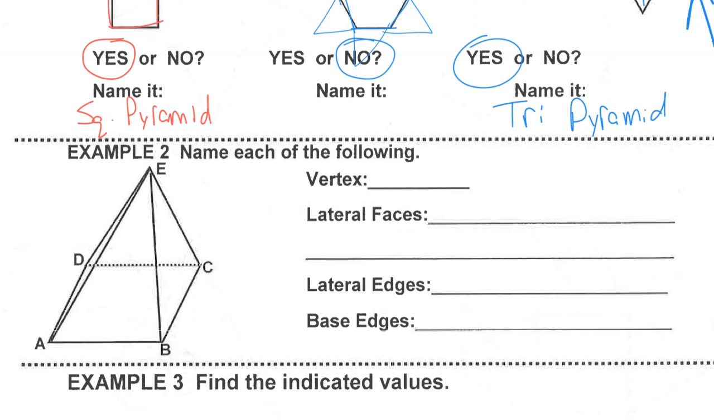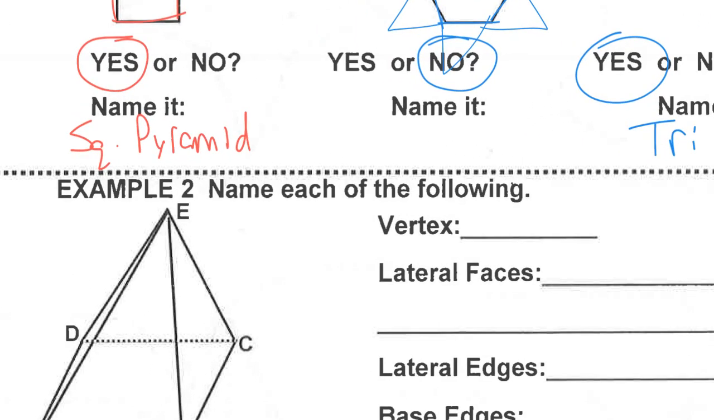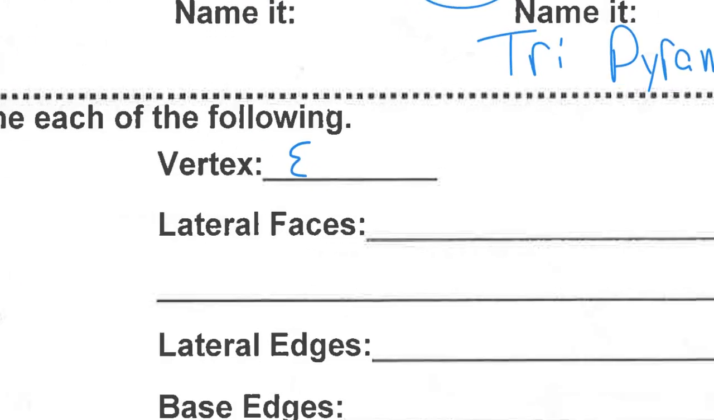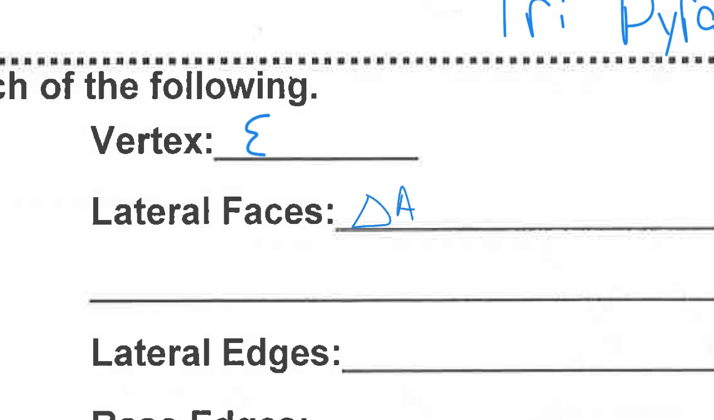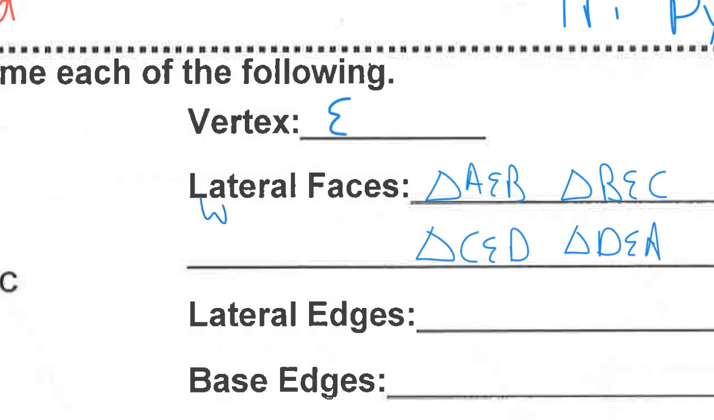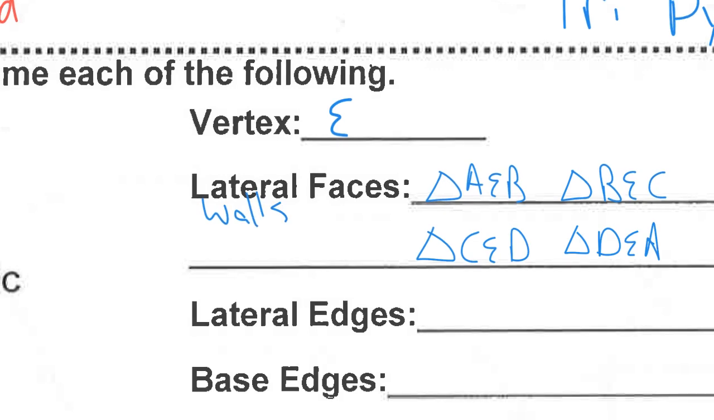The first thing it wants us to identify is the vertex. Well, that's the very tip of the pyramid, so it's point E. There are 4 lateral faces because its base has 4 sides. I'm just going to write them in real quick. We'd have triangle AEB. Remember, those letters don't have to be in any order. Triangle BEC, triangle CED, and triangle DEA. Remember, those are the walls. Okay, I'm going to put that right here. So everything but the base.